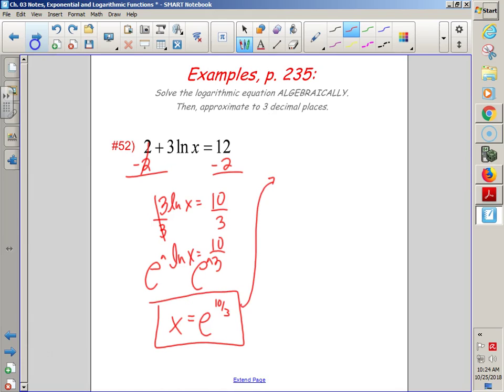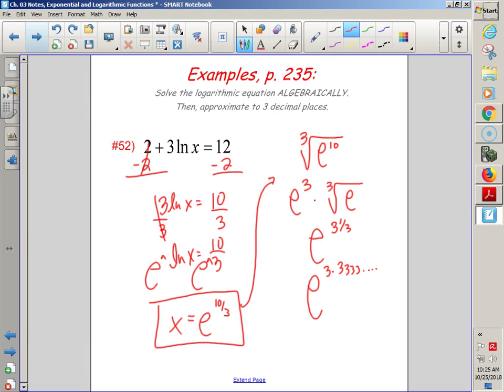Yeah, rewrite it all sorts of different ways. You could make it the cube root of e to the 10. Make it e cubed to the cube root of 3 1/3. You could make it e to the power of 3 1/3. You could make it e to the 3.3333. But that's fine. Why do any of that?